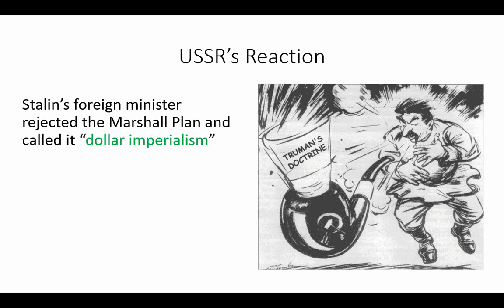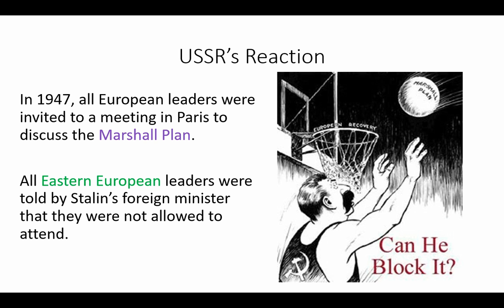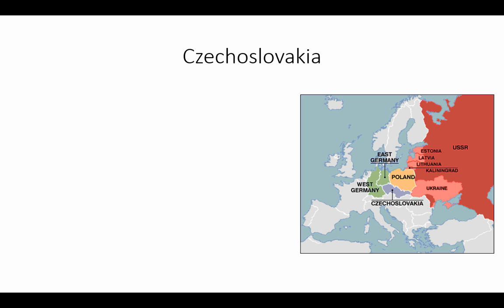So the USSR, of course, was not happy about that. Stalin was not happy about it. His foreign minister called this a new form of imperialism, right? Where Americans are maintaining control over other countries by using their money, right? And so in 1947, all European leaders were invited to a meeting in Paris to discuss the Marshall Plan, right? And so they're finding out who's going to join us in this Marshall Plan. And all Eastern European leaders were told by Stalin's foreign minister that they were not allowed to attend this meeting.